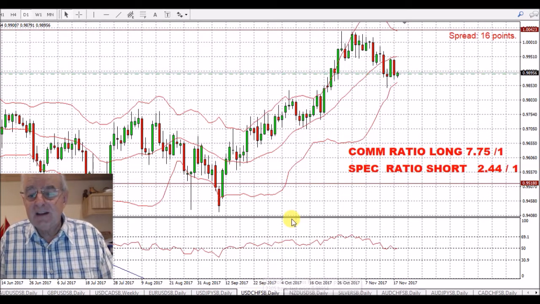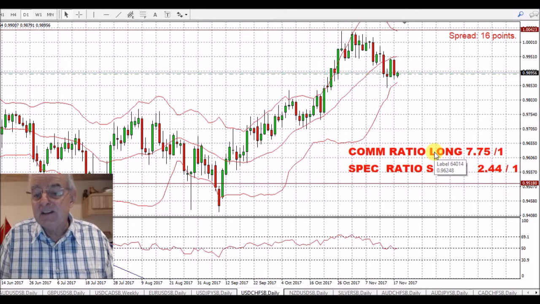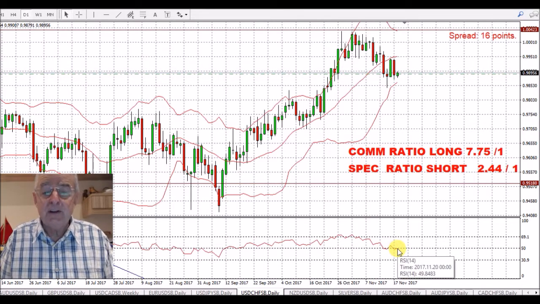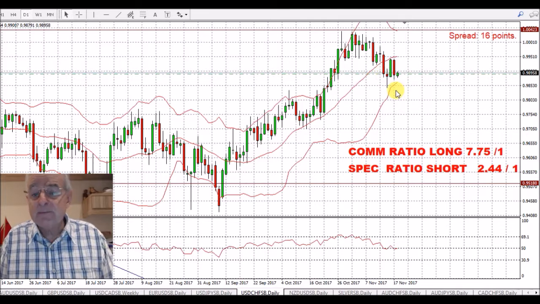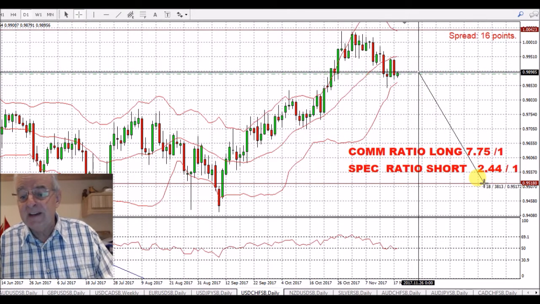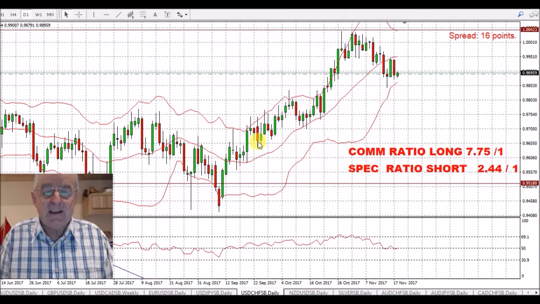USD Swiss franc, this has got a commercials long ratio for the Swiss franc, short for the pair, of 7.75 to 1. So that is really a good strong signal short. We are just slightly below the 50 on the RSI, and I'm expecting weakness on this. We've got 2 recent lows, and a nice potential there of 380 pips. We'll see how that goes.